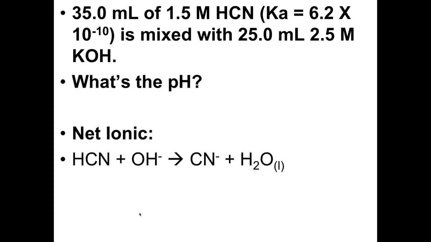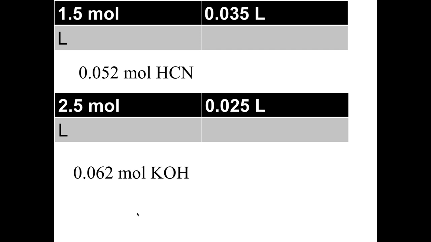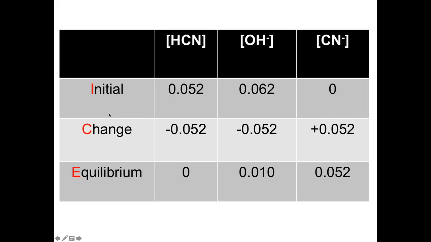Okay. Net ionic is going to be this: HCN plus OH- goes to CN- in water. Then to get this to set up, I know we have 1.5 molarity, so it'll be 1.5 moles over liters. We know we have 35 milliliters, so that's 0.035 liters. When we get that across, I'm going to have this many moles of HCN. I do the same thing for the KOH and I get 0.062 moles of that.